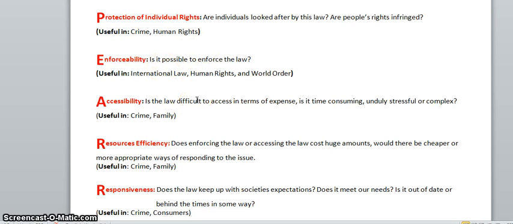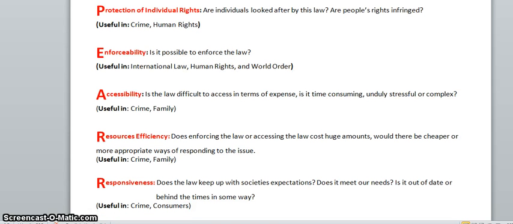Enforceability: is it even possible to enforce a law? This is a huge issue with international law. It's written, it's supported, but at the crunch, it's difficult to enforce. So this is really useful to use on essays in relation to international law or world order or human rights.